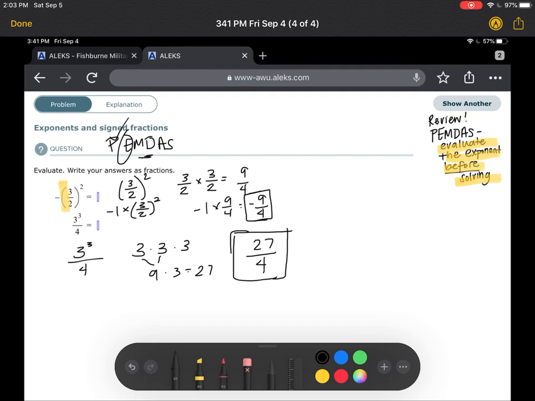So just remember your order of operations is really, really important with these questions, because if you don't do them in the right order, you are very likely to get the answer wrong. So make sure you practice this. If you need another example, let me know and I will help.